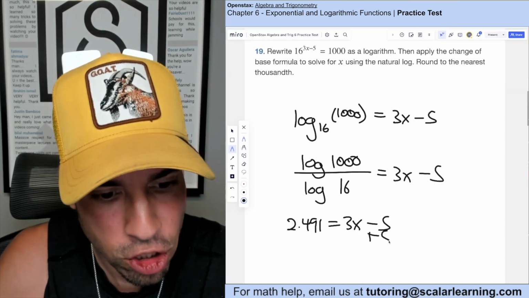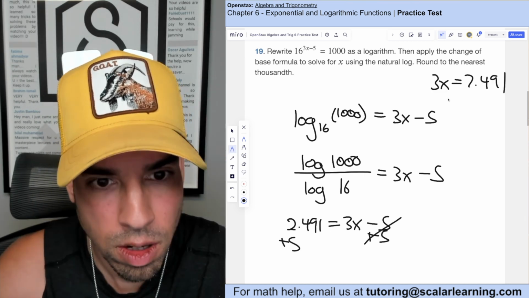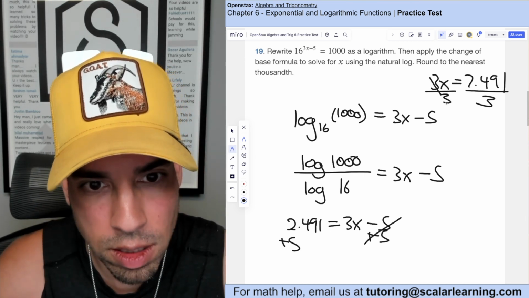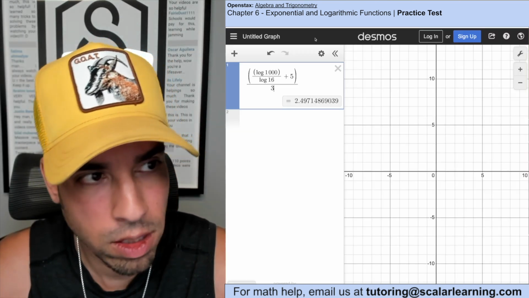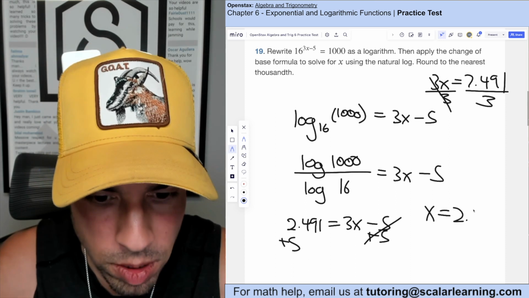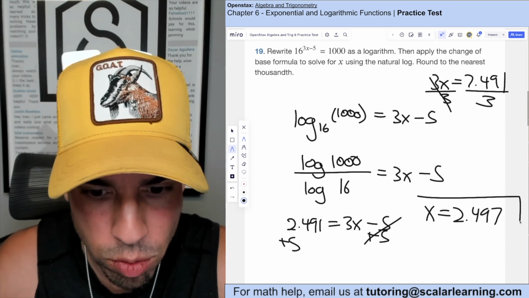And now we're going to isolate just by adding 5 to both sides and then dividing by 3 like so. And let's see what we get in the calculator. And then we get this nice value of 2.497 to the nearest thousandth. So x equals approximately 2.497, boom, done.